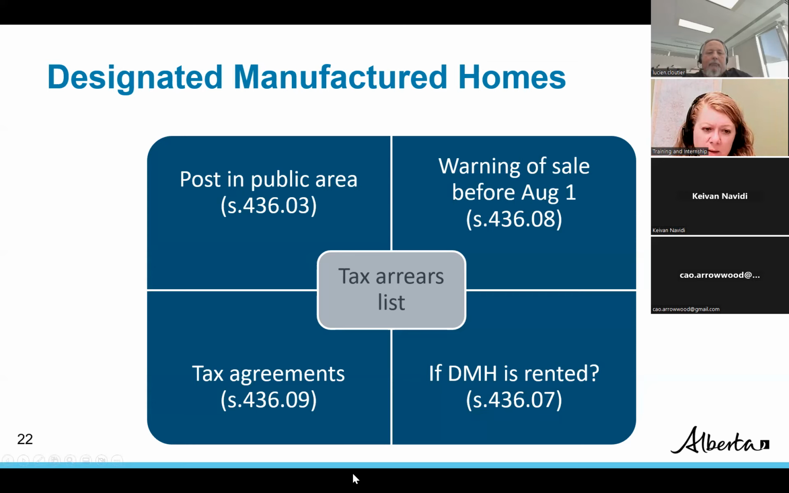There's also the provision for tax agreements when it comes to this division. So 436.09 is that provision. So it's very similar to the tax recovery related to land. And if the DMH is rented, again, the same process as in Division 8 for the municipality to be able to collect the rent. But notice of that must also be sent to the park owner.